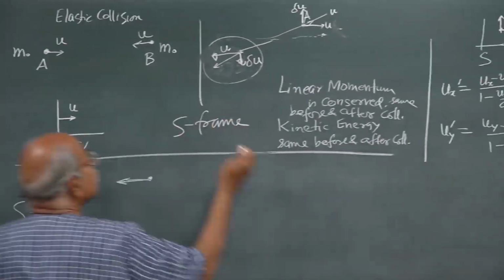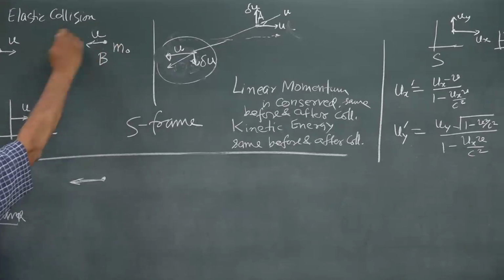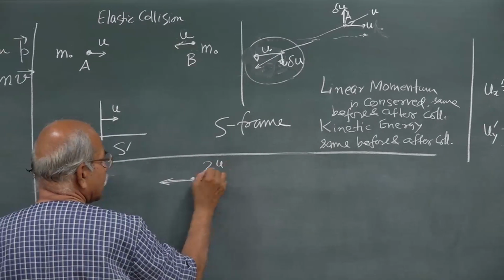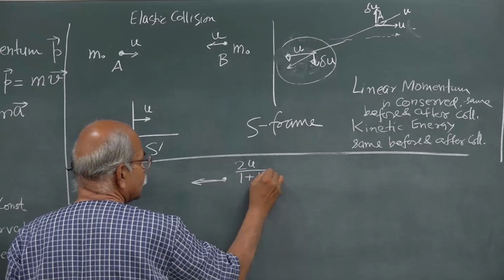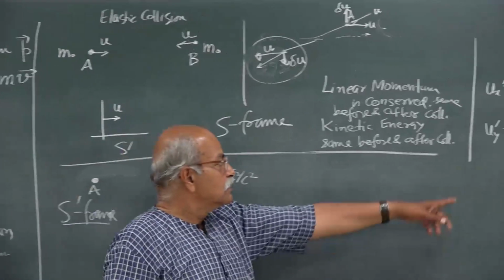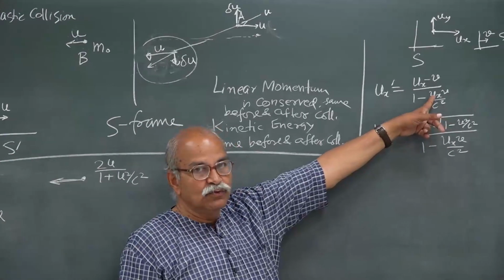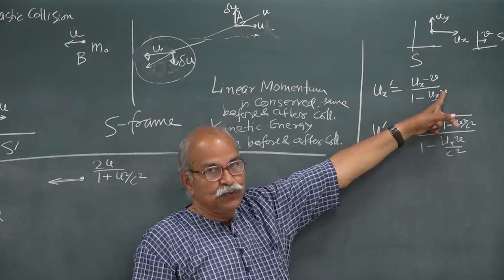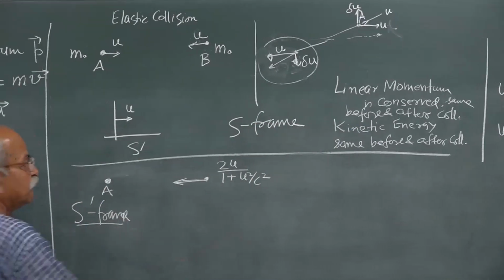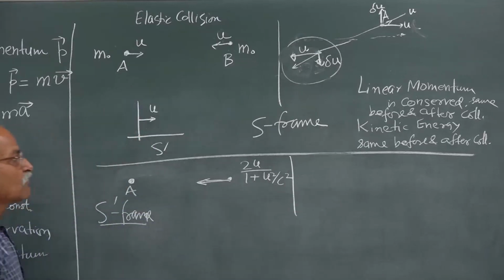This B particle is coming in this direction, and when you use that equation, remember your ux is now minus u, and therefore the speed will be 2u by 1 plus u squared by c squared. This ux is minus u and this v is u, so it is 1 plus u squared by c squared. So this is before the collision.